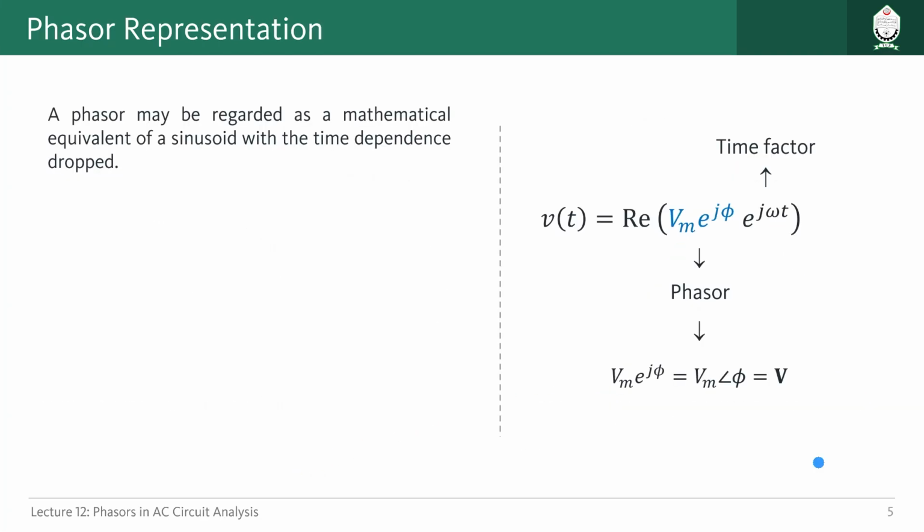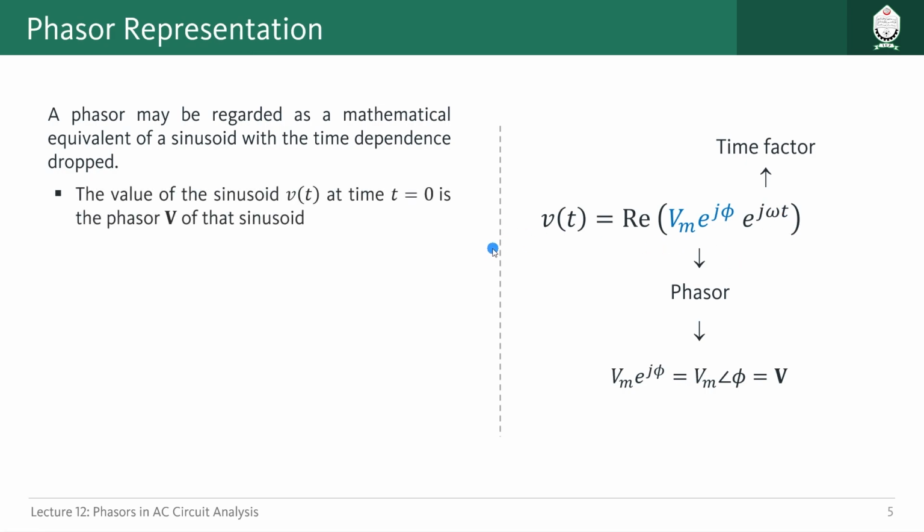So as we had seen in the graph, we can say that the phasor may be regarded as a mathematical equivalent of a sinusoid with the time dependence dropped. So we are just omitting this time factor by putting t equal to 0, and that is what is written here. The value of the sinusoid v of t at time t equal to 0 is the phasor V of that sinusoid. Okay, so we are just taking the value t equal to 0, then we are going to get the phasor, which is this one.